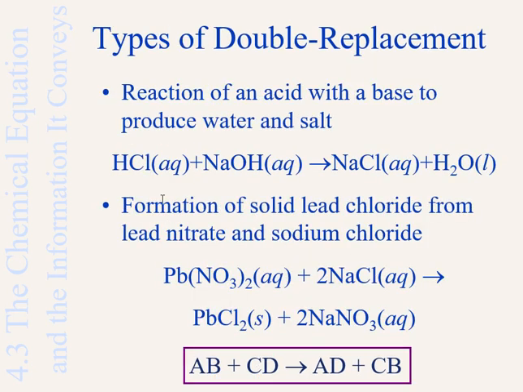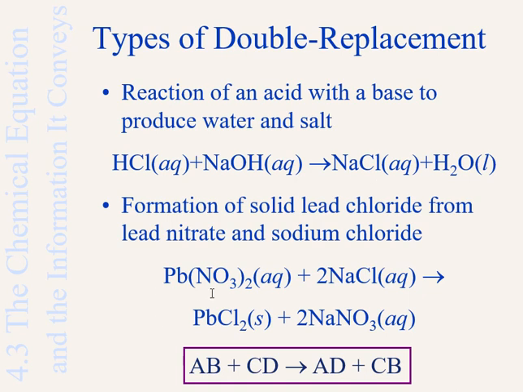Here is an example: hydrochloric acid, HCl. This is hydrogen chloride, but when you dissolve it in water, it becomes aqueous, AQUEOUS. We write that in parentheses as aq. Similarly, sodium hydroxide, an aqueous solution. When you bring them together, they will react with each other and replace each other's partners. H will go with OH to form H2O, and Na will go with Cl to form NaCl, a double replacement.